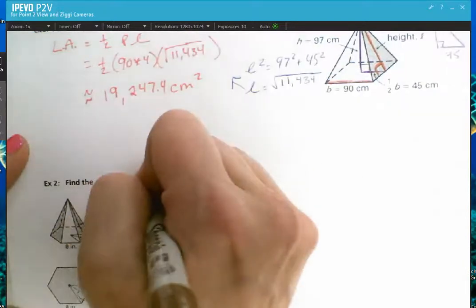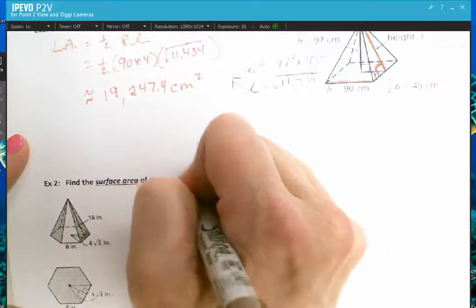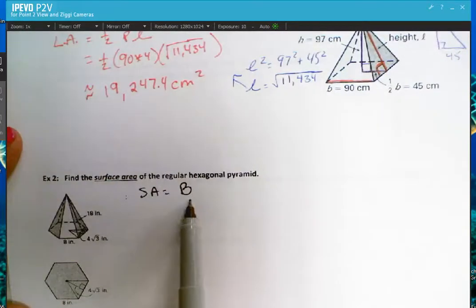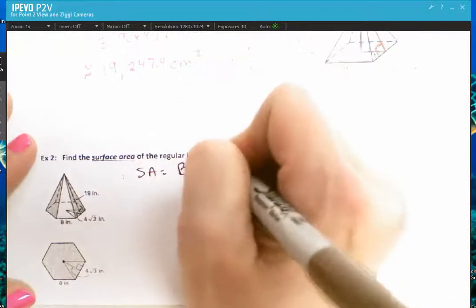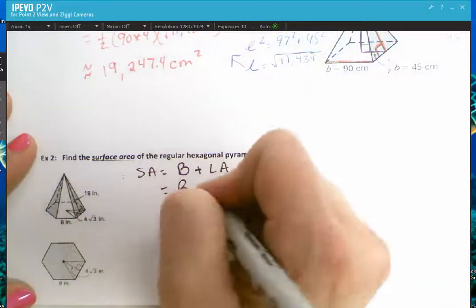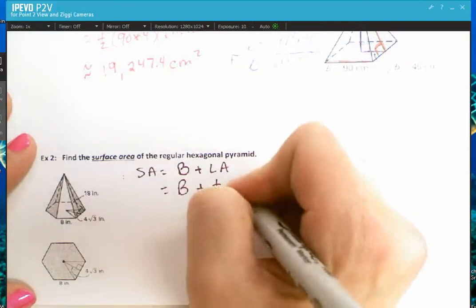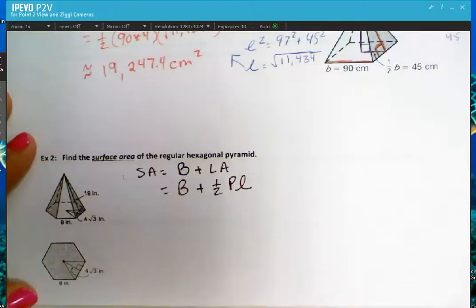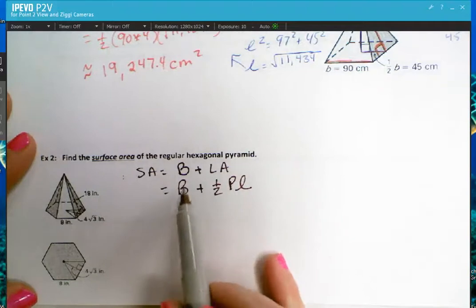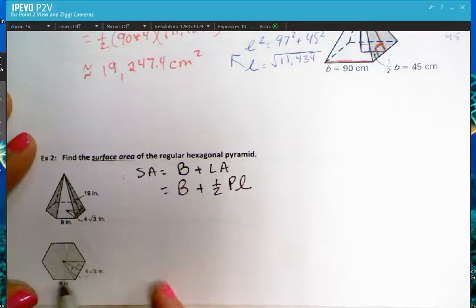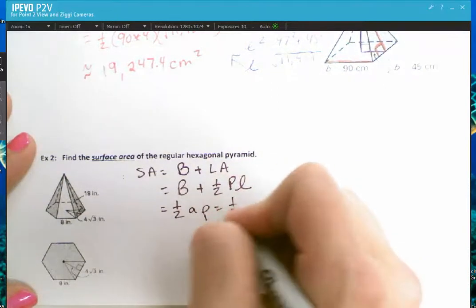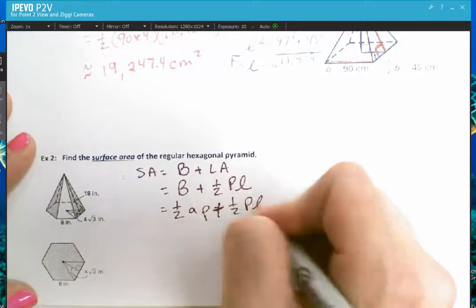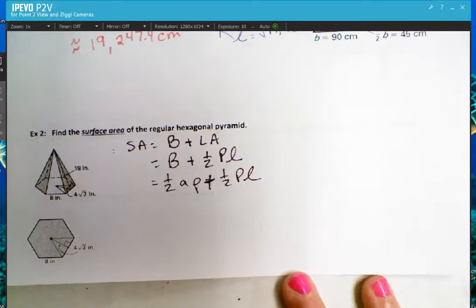Surface area means I have the big B, which is the base area, since I only have 1, plus my lateral area. Base area plus the lateral area is 1/2 perimeter times the slant height. And I need to figure out the base. The base area for a regular hexagon is 1/2 apothem times the perimeter. Right now I'm just setting up the formula to make sure I have all the pieces correct. Don't skip these steps. You're going to regret it if you do.